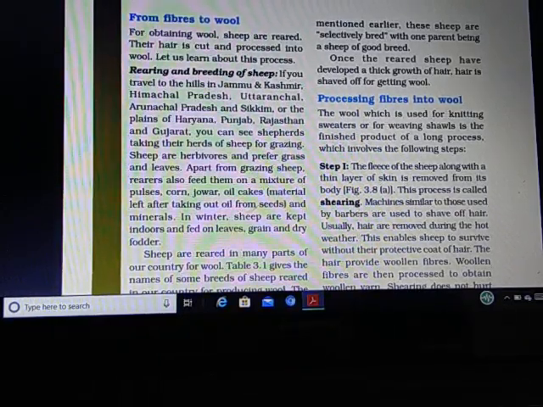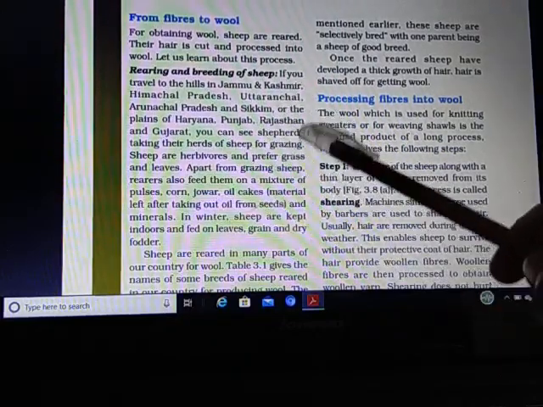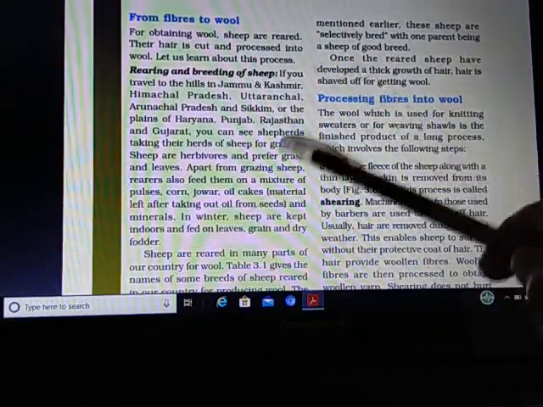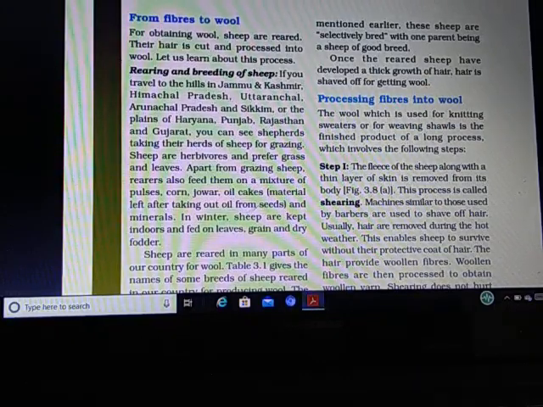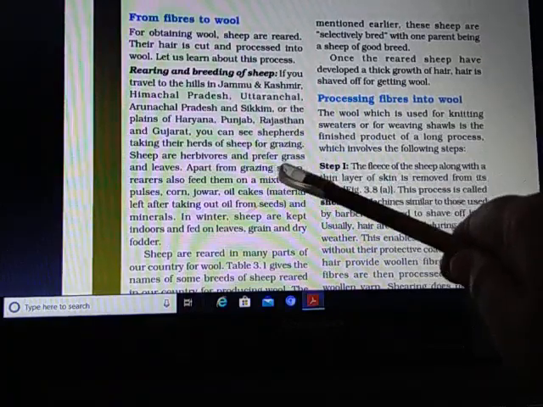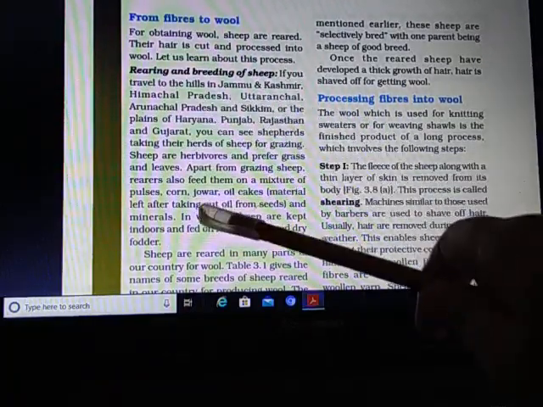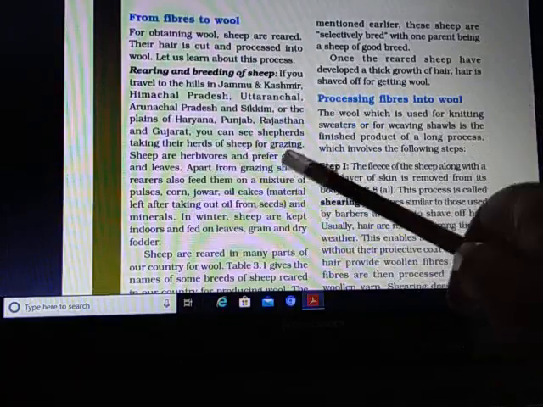Shepherds are those who nourish sheep, keep them and provide them food. Herds, taking their herds of sheep for grazing. Herds of sheep means many sheep. A group of sheep is taken for grazing, which means they provide food, they take them to feed on grass together. Sheep are herbivorous and prefer grass and leaves. Sheep are herbivorous.